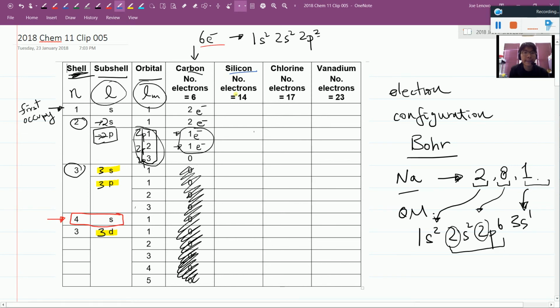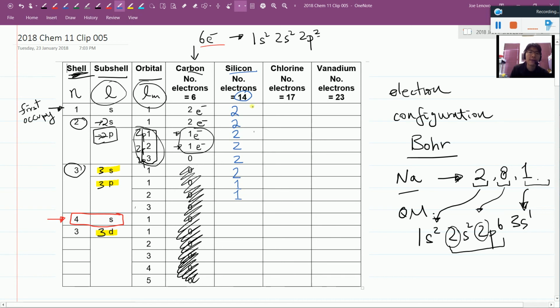Let's have a look at the next one, silicon. Silicon has 14 electrons. Basically, you put 2 electrons first in the 1s, and 2 electrons in 2s. Now we have 2p, and we should be able to fill all of them for 2p6. After 2p6, we know 14 is more than 10, so another 2 electrons go into the 3s. Then it comes up to 1 and 1 again for 3p1 and 3p2.